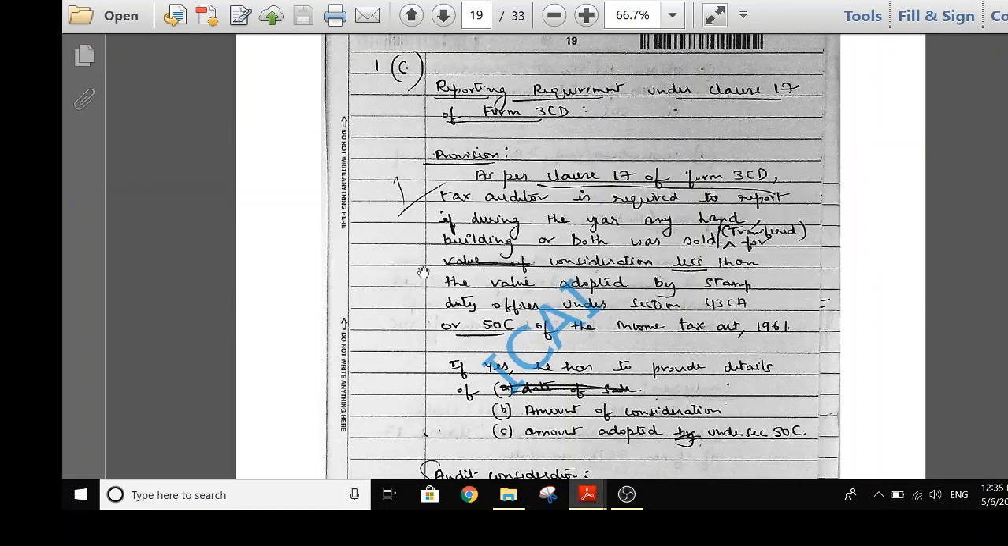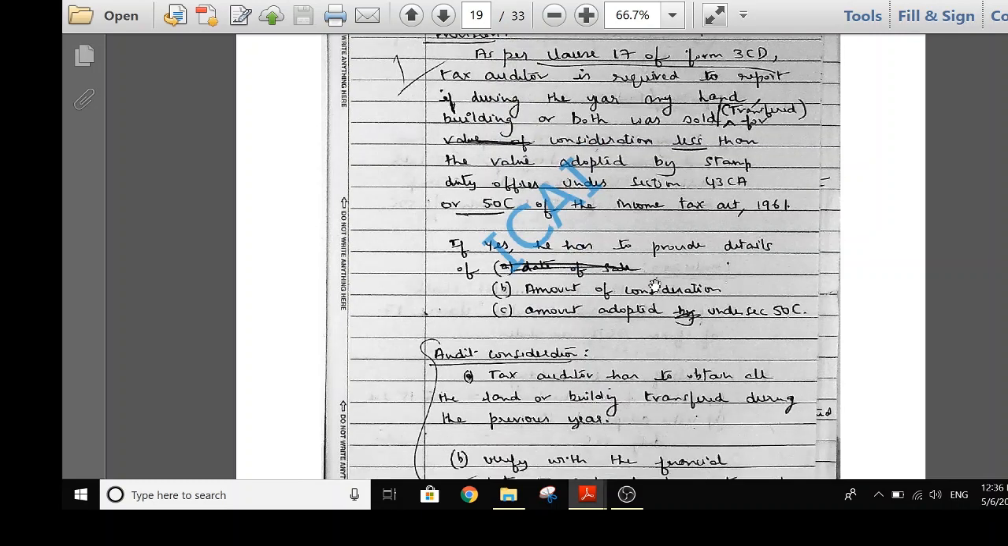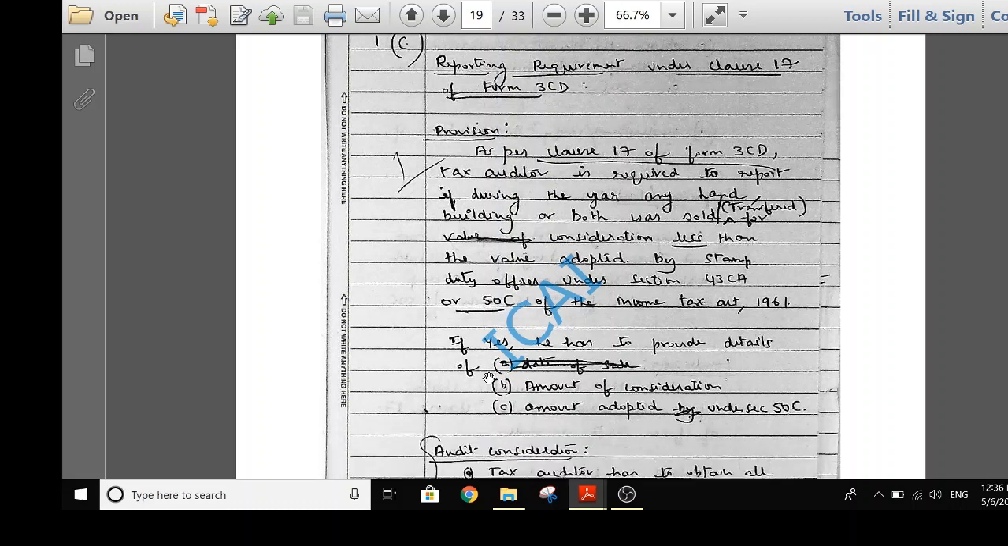So I think clause 17 of Form 3CD talks about any land and building sold for a consideration less than the value adopted by the stamp duty officer. This is section 43CA. If you go through the clauses of Form 3CD, you will know what else. And the main thing about Form 3CD clauses is that there's a way to write the exam. First, you need to write the reporting requirements, under which clause it is mentioned. Reporting requirements under clause 17. This is the clause. Next, what does the law say? The provision. We spoke the same thing in professional ethics as well.